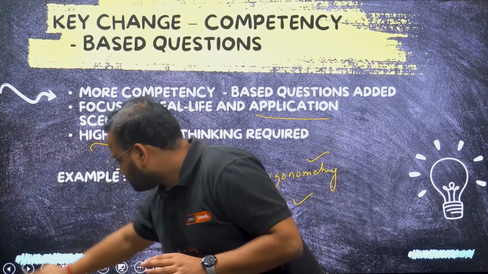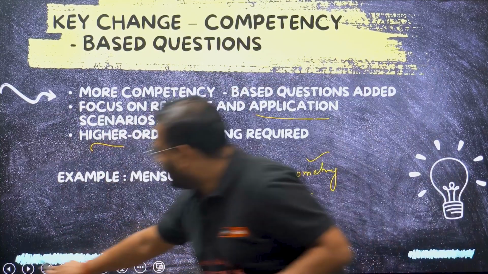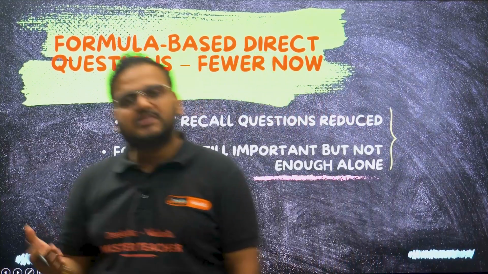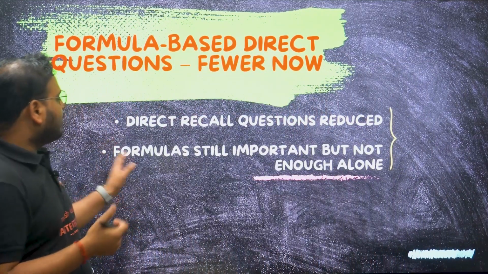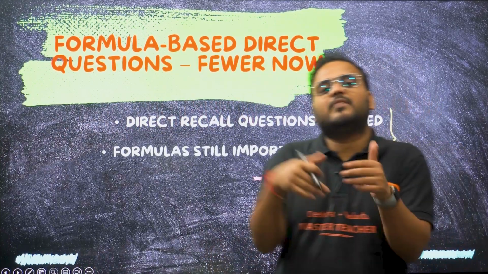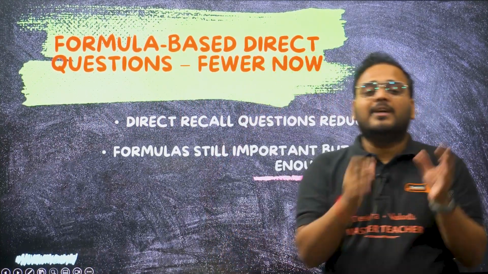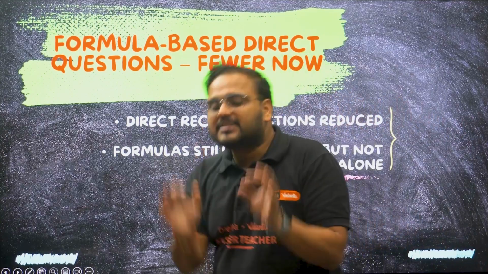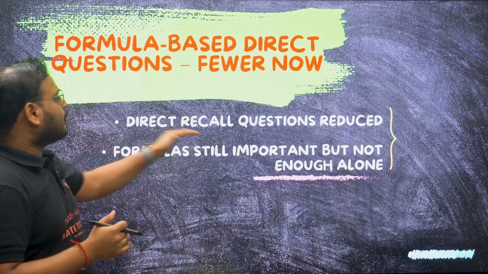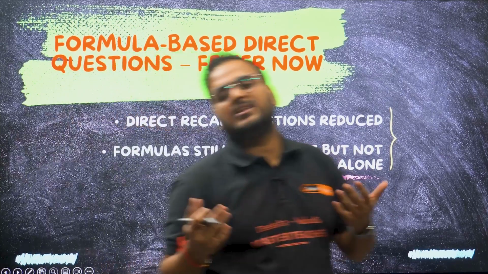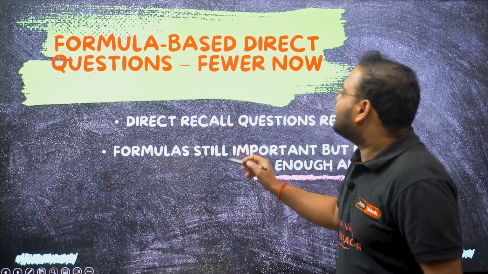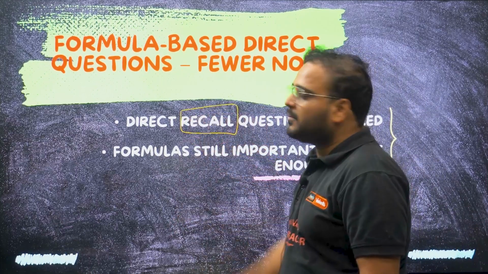Moving on, formula based direct questions are fewer now. Of course, formula based questions will be there. Formulas are still very much important, but just knowing the formulas will not give you the right answer. So you have to have higher order thinking with the formulas to solve the problems coming your way for your boards. And direct recall questions will be less. What is the meaning of this? If you memorize the formula, apply that and get the answer. So direct recall questions will be reduced from here onwards.